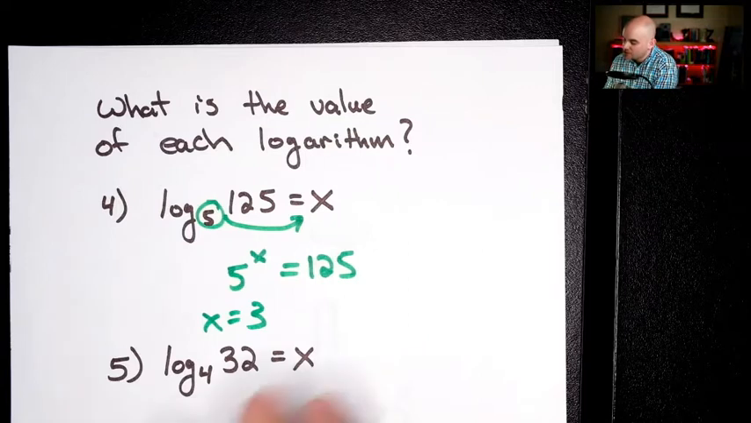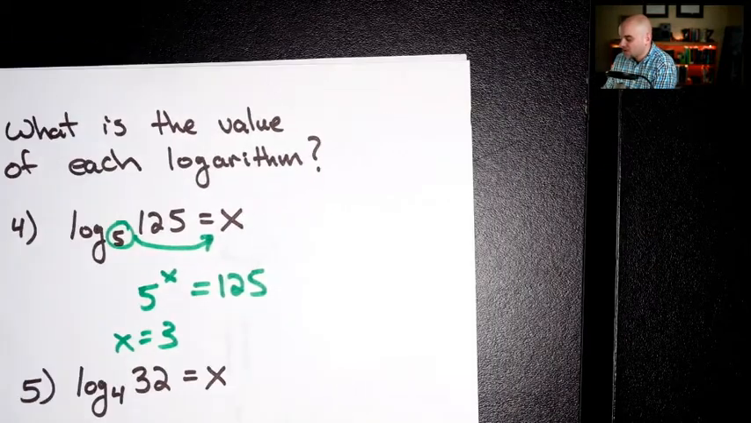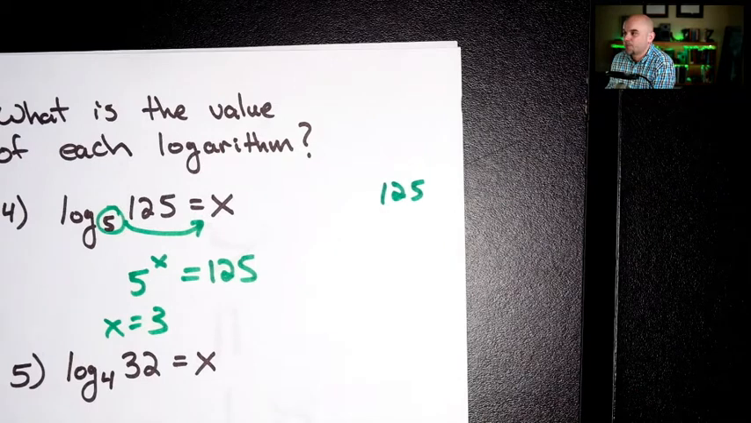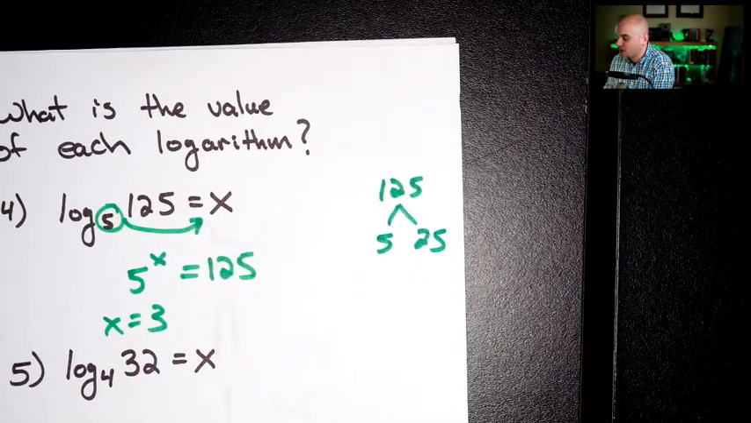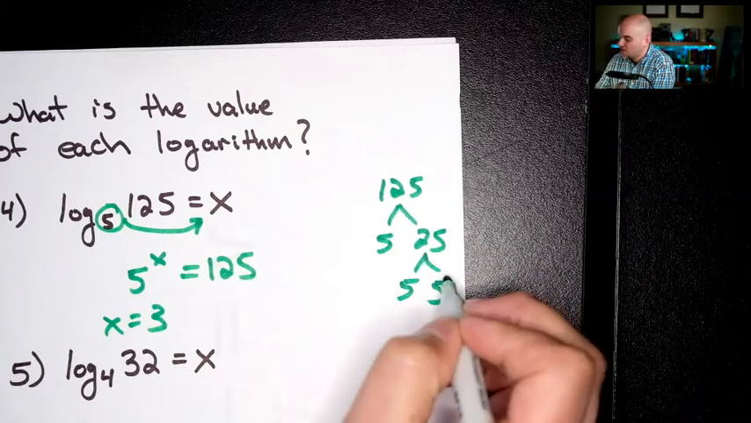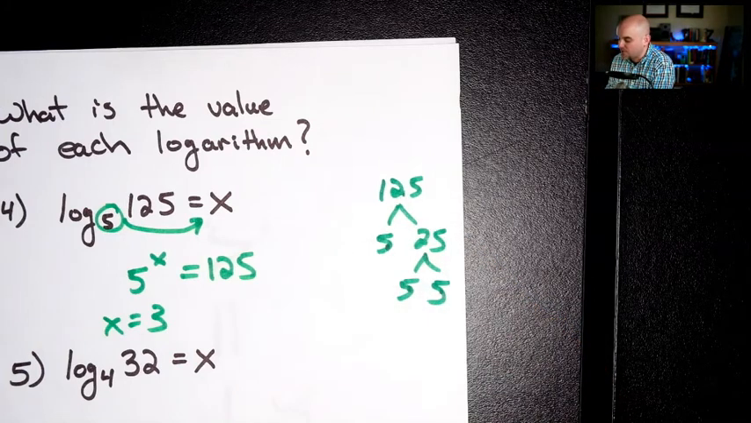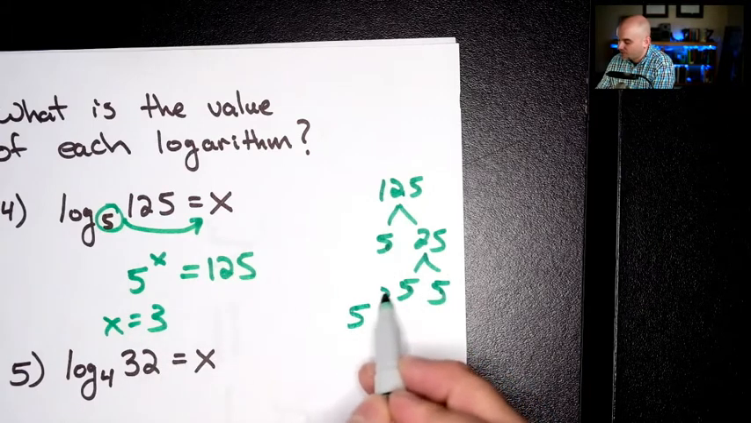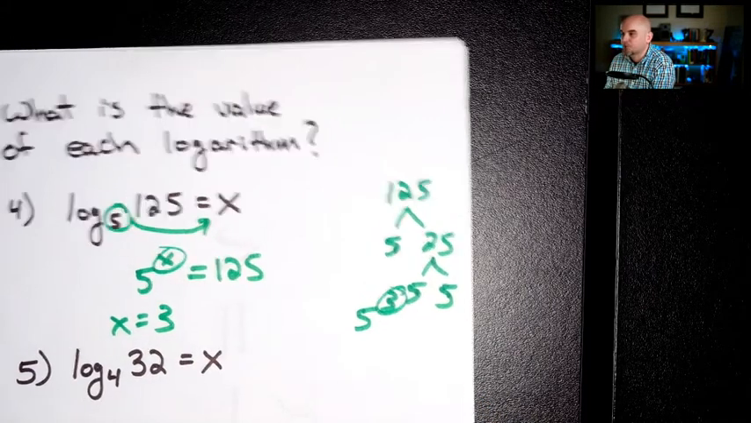But let's say you don't recognize that 3 goes in for x, because some people don't. Well, let's take 125 and let's factor it out. So I say, okay, I know I've got 125. That's the same thing as 5 times 25. And then 25 is the same thing as 5 times 5. And notice what I have here. I got 5 times 5 times 5 equals 125. That's 3 5s there, or 5 cubed. And so I know that that x right there must be 3 for that to work.